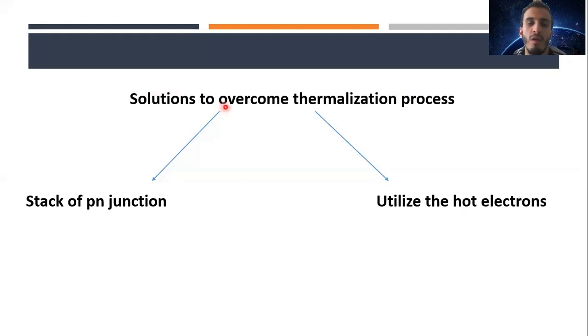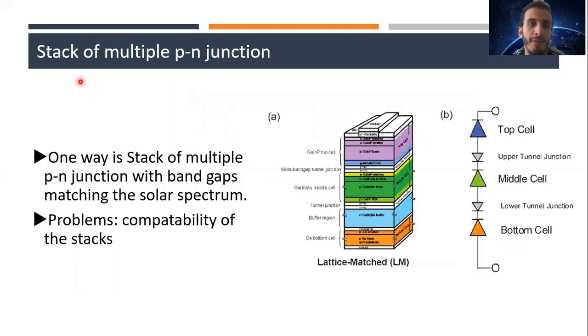There are several solutions to overcome the thermalization process. The first one is to use a stack of p-n junctions, and the second one is to utilize the hot electrons. We can use a stack of multiple p-n junctions with band gaps matching the solar spectrum: the small band gap for the small energy and the higher band gap for the higher energy. However, one must take into account the compatibility of the stacks, with that being said, the atomic radius and the bonding between the junctions. However, I will not go further into this because it's not the presentation topic.